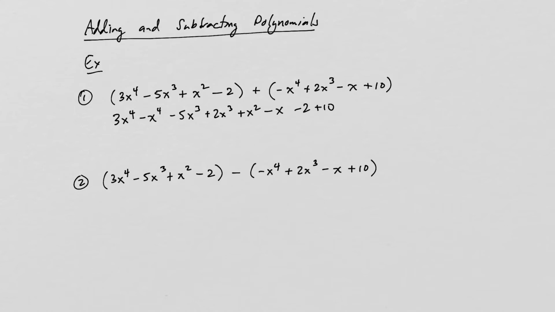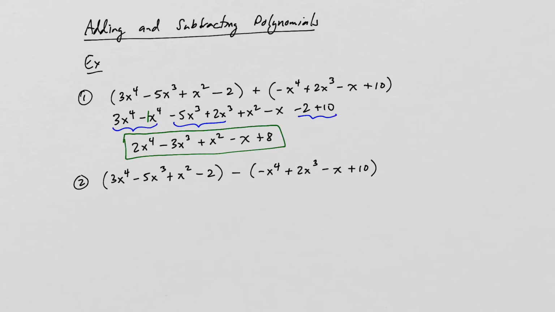And what we're going to do now is combine the like terms. And so 3x to the fourth minus 1x to the fourth is 2x to the fourth. Negative 5x cubed plus 2x cubed is negative 3x cubed. Then we have positive x squared and negative x. And finally, negative 2 plus 10 is positive 8. So adding polynomials is simply a matter of combining like terms.